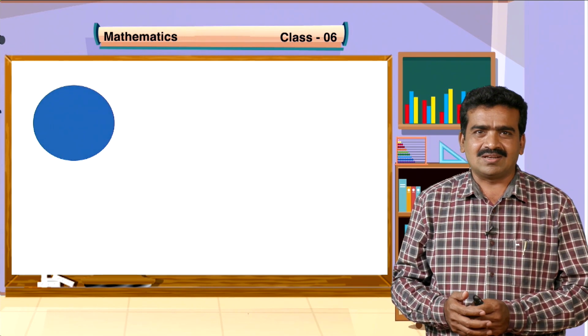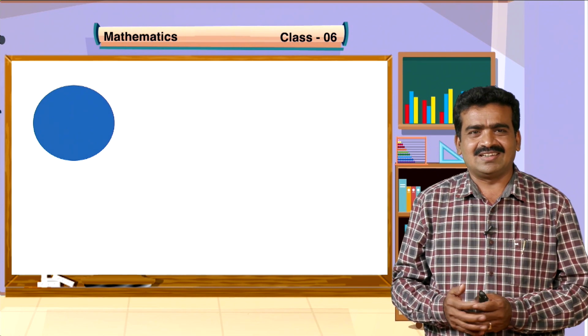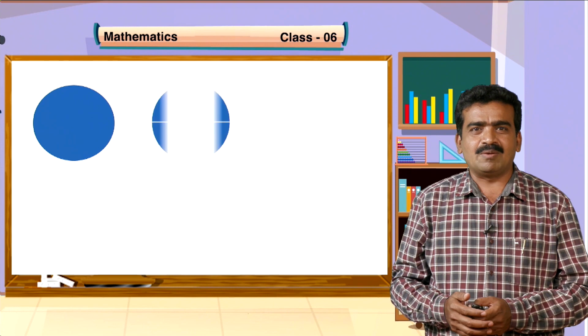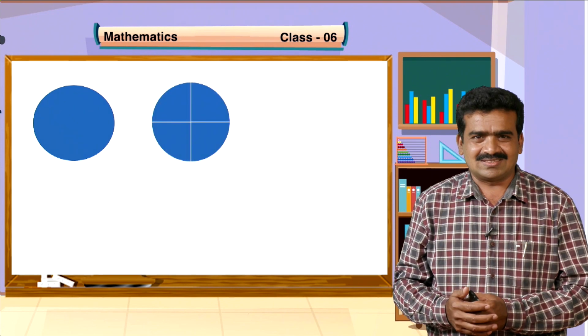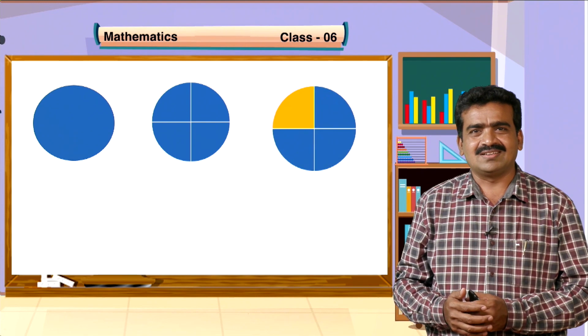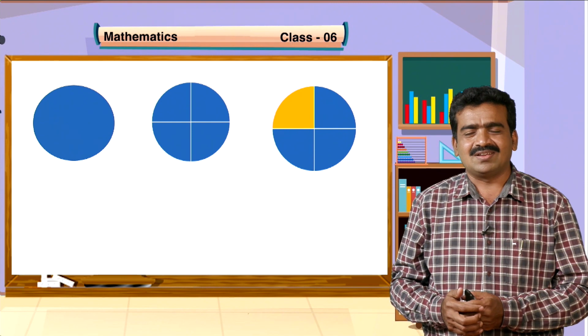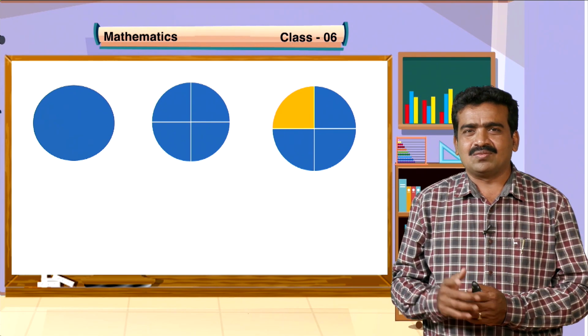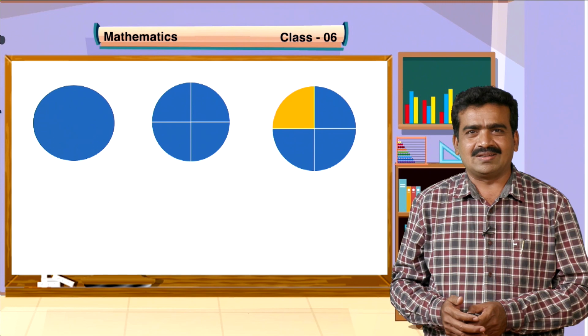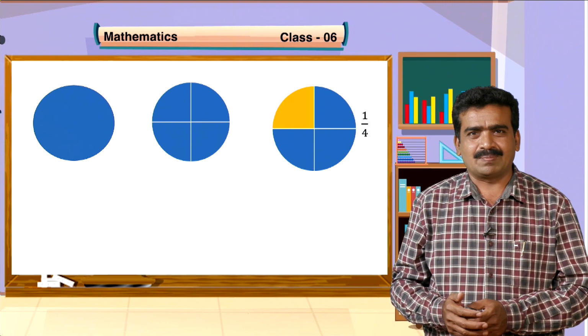My dear students, look at the picture. You are seeing what? Yes, it is a circle. If I am going to cut it into 4 equal parts like this, and if I am going to shade one part of the circle, what will you say? You have shaded one part out of 4 parts. You are going to represent it like 1/4.